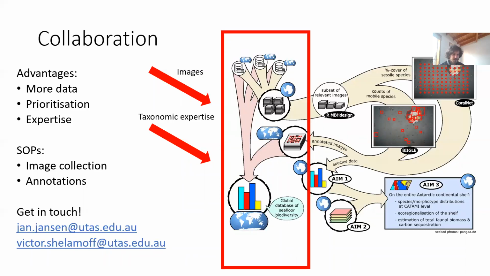So there's some obvious advantages with working collaboratively. We're able to collect more data. We can prioritise future data collection, image collection, where we conduct voyages, that kind of thing. We can harness expertise which might be distributed widely across the globe. And I think the development of some standard operating procedures around image collection and the annotations would be fantastic and help this process. So yeah, I'd just like to encourage you all to get in touch if you'd like to be involved.